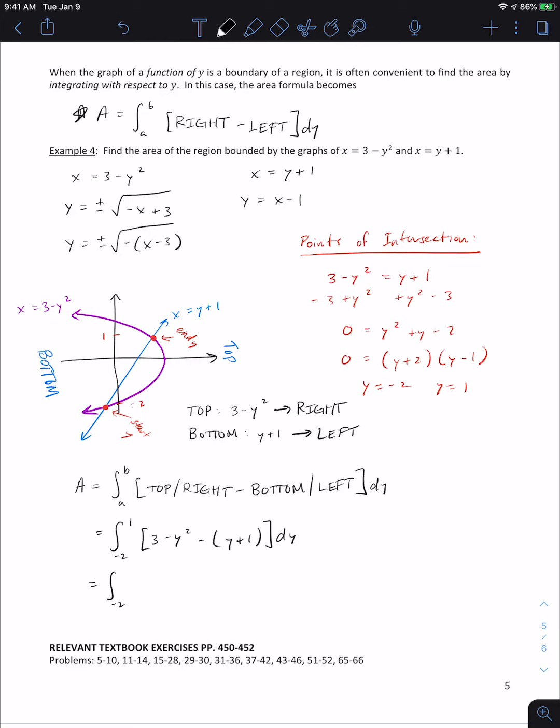It's the integral from negative 2 to 1 of negative y squared minus y. And then if I subtract, again, we distribute this negative sign. 3 minus 1 gives me 2, dy. Just because everything's in terms of y now, we still integrate like normal, right? Y is just the variable. So now I integrate this. I do 1/3 y cubed minus 1/2 y squared plus 2y evaluated from negative 2 to 1. And if I do that, I get 9/2, which is our final answer.